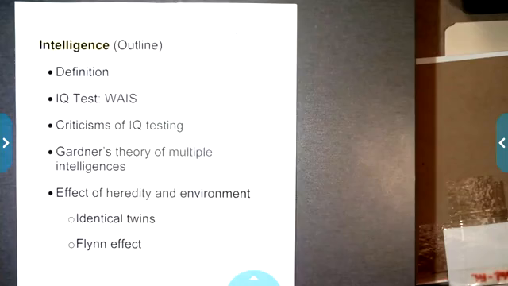I will lecture on Gardner's theory of multiple intelligences, and if time permits, we'll see a video related to that. Eventually, I'm going to talk about the effect of heredity versus the environment on intelligence. We're going to see there's evidence that intelligence is affected by both heredity and environment. But let's go ahead and get started with the definition.